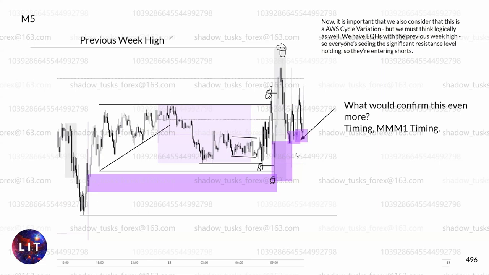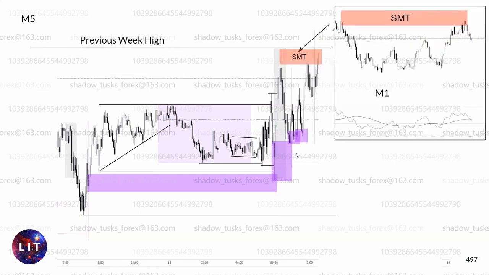We've made equal highs with the previous week high. So everyone is going to be seeing this as, because the previous week high is seen as a significant support/resistance level. So now that it's held and it's created equal highs, everyone's going to be looking to sell. And if they're not looking to sell, they're already in sells. Okay, so we have to understand the bigger picture and not just the intraday picture. We do need to look to the left as well to understand things.